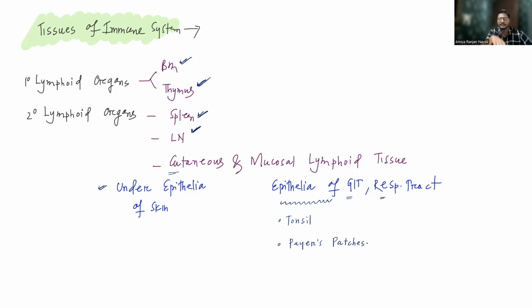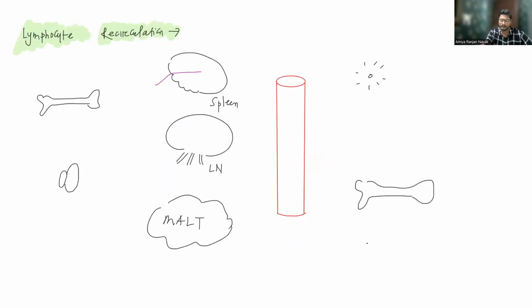Okay, so this is an overview of all the cells that are involved in the adaptive immunity and the lymphoid tissues that are involved in this process. Now, the last thing that I want to discuss is about the lymphocyte recirculation. Whatever we have studied till now, we'll just have a recap of all those things. The first thing is we have to start from the primary lymphoid organs. As I have told you, primary lymphoid organs include the bone marrow and the thymus.